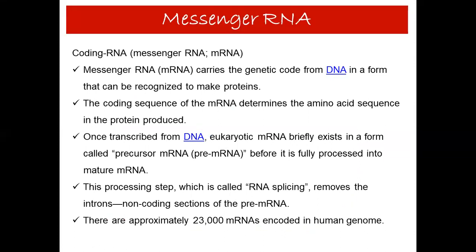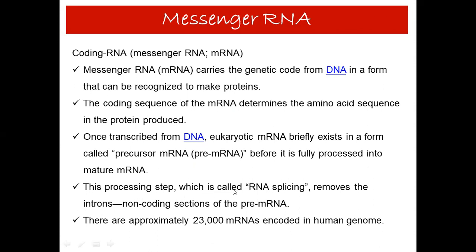Now, a few more pieces of information regarding the messenger RNA. Messenger RNA carries the genetic code from DNA in a form that can be recognized to make proteins. The coding sequence of the mRNA determines the amino acid sequence in the protein produced. Once transcribed from DNA, eukaryotic mRNA briefly exists in a form called precursor mRNA, pre-mRNA, before it is fully processed into the mature mRNA.